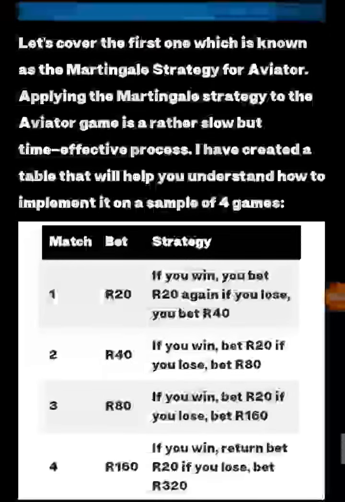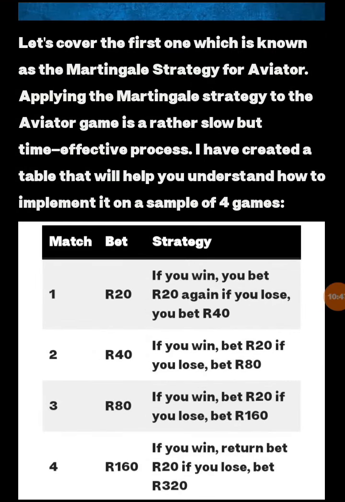So simply, let's say you're betting 20 Rand now. If you win, you're going to go in with another 20 Rand, but if you lose, you're going to stake 40 Rand. So that's the first round. Then the second round, if you bet 40 Rand, if you win, bet 20. If you lose, you're doubling. This is basically it. That's what the martingale strategy is. You understand? And it works.